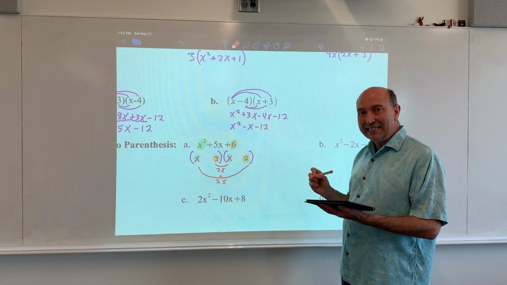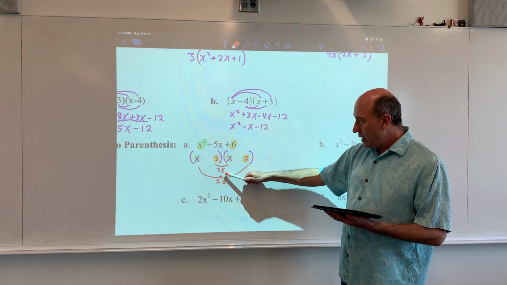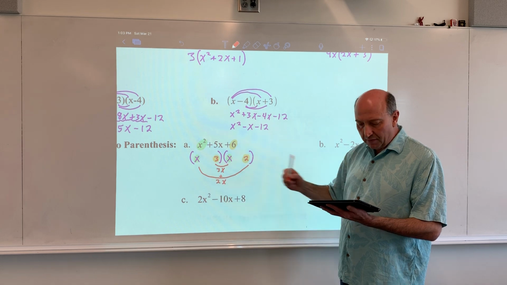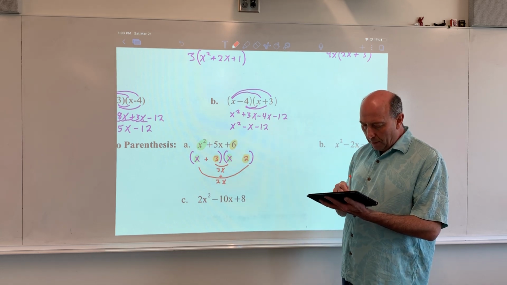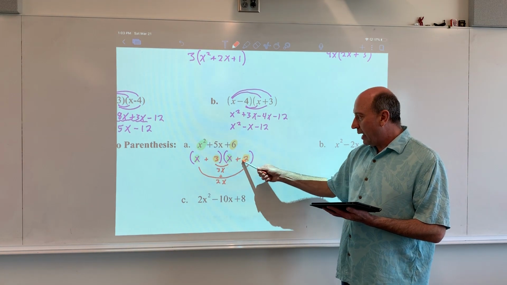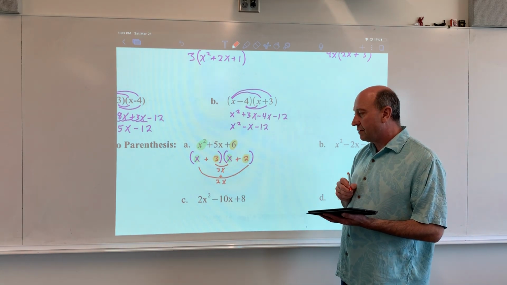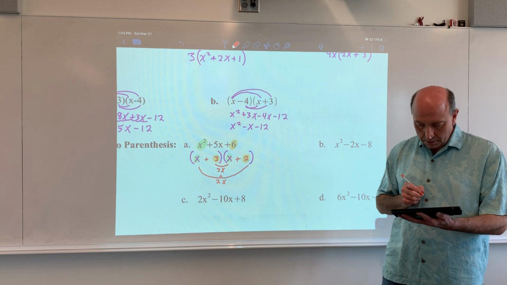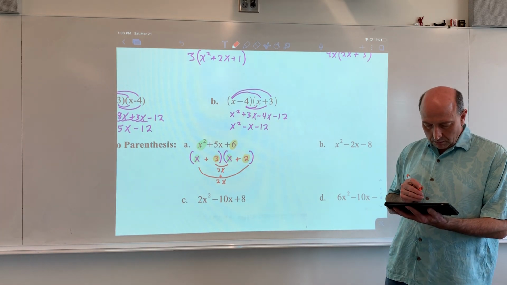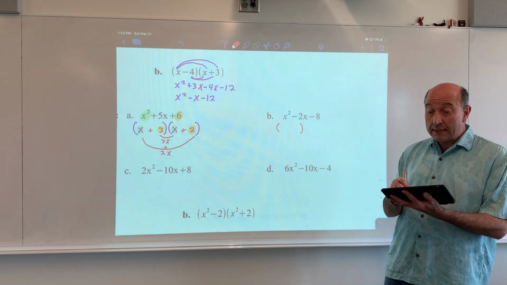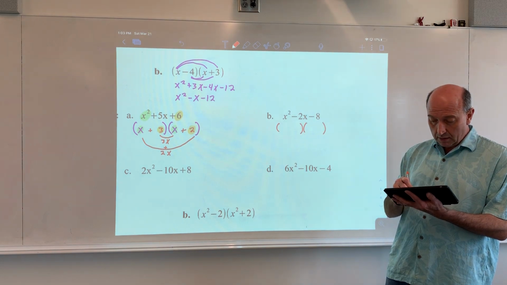Now, put the signs in last. 3x plus 2x is 5x. If they're both positive, it'll work. So a positive 3 times a positive 2 is a positive 6, and 3 plus 2 is 5. It works. So these are like little puzzles, like little Sudoku puzzles, except they're more fun.